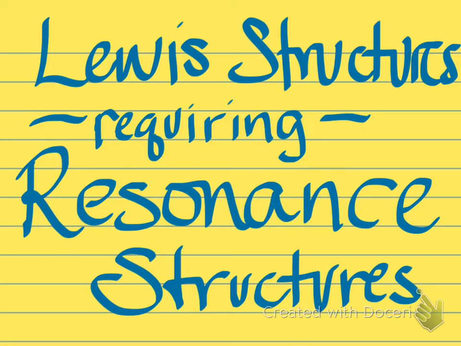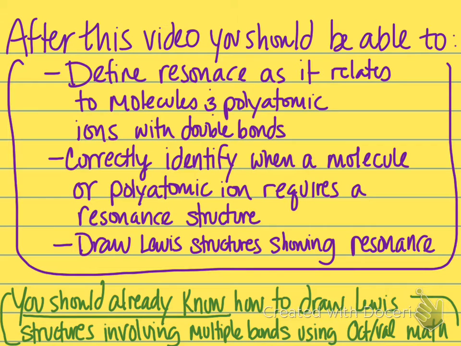Hi, it's Moser with yet another quick tutorial on Lewis structures. This time, Lewis structures which require resonance structures. After this video, you should be able to define resonance as it relates to molecules and polyatomic ions that contain double bonds. You should be able to correctly identify when a molecule or a polyatomic ion requires a resonance structure, and you should be able to draw Lewis structures showing resonance.